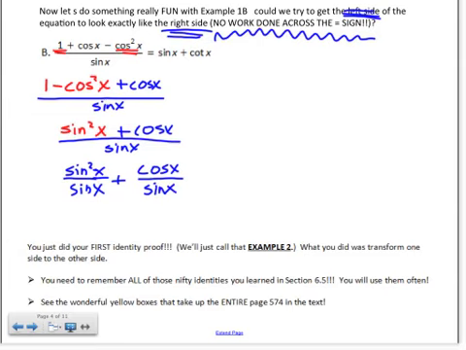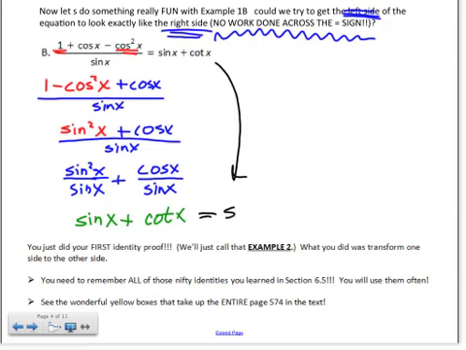Since it's just one thing in the denominator. All right, now, what do I have here? We have sine squared x over sine x. That gives us sine x, plus, and what is cosine x over sine x? Cotangent x. And look, that is what we wanted to show.